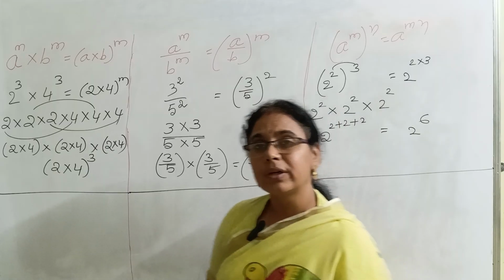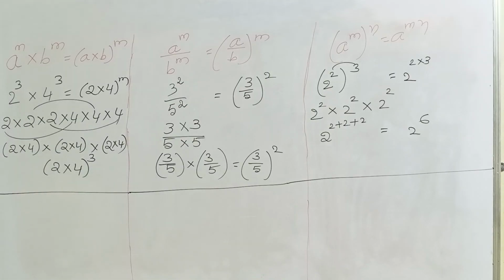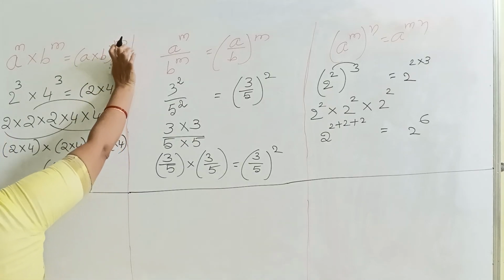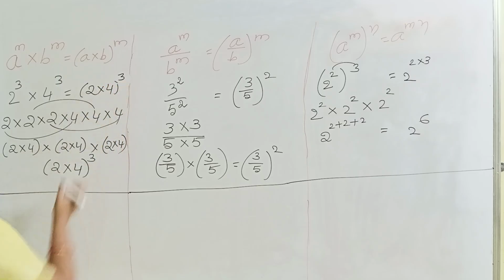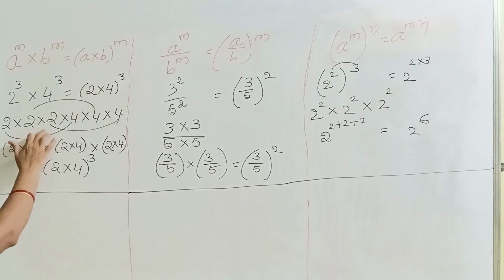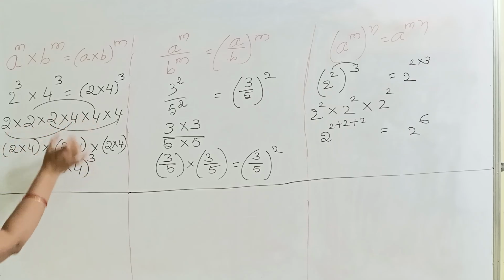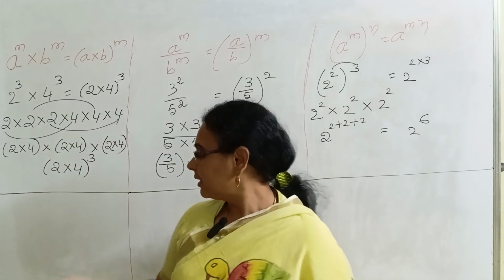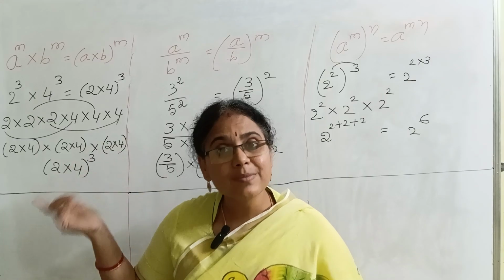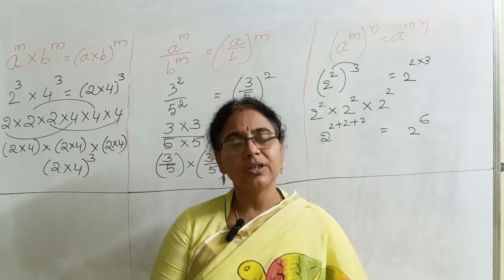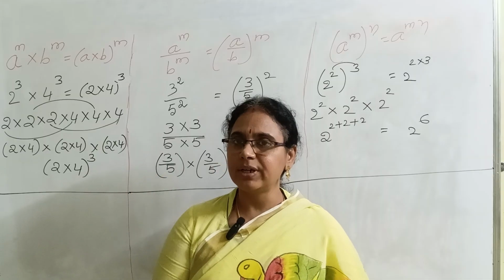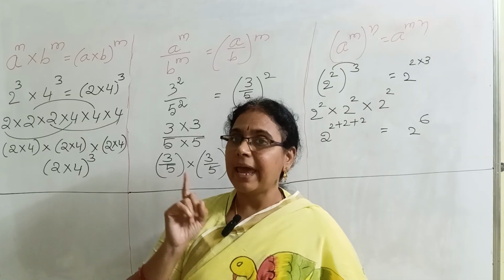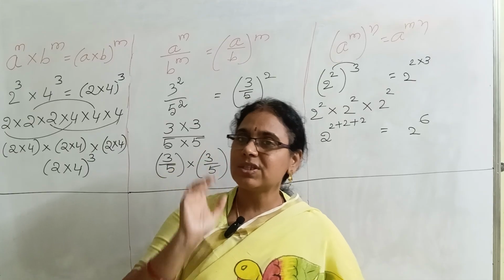So 2 cube, how can you write it? 2 you have to multiply 3 times, and 4 also 3 times. So 2 into 2 into 2, 4 into 4 into 4. I am collecting 2 into 4, 2 into 4, 2 into 4. How many brackets do you observe? 3. Which one is repeated? 2 into 4, that is the base. How many times repeated? That is known as the exponent. So 2 into 4 whole power 3. Understand? If bases are different and exponents are the same, collect the bases with the same operation.